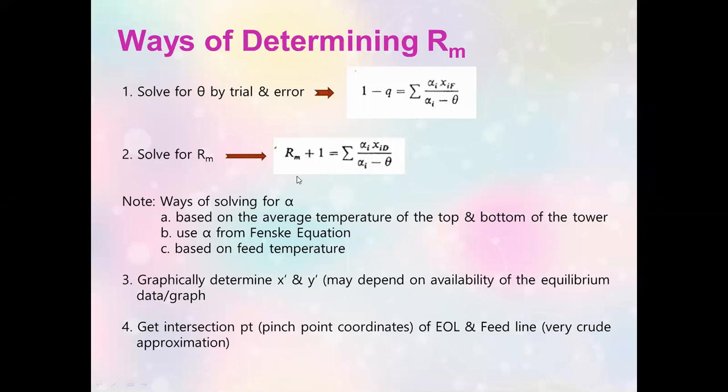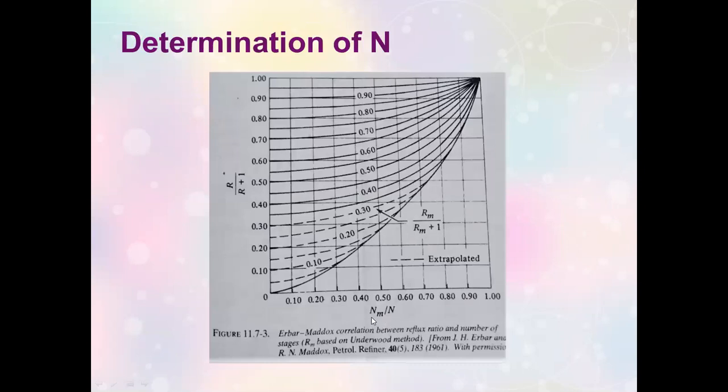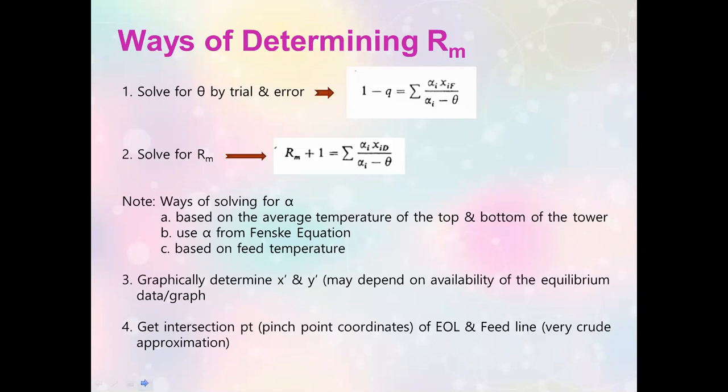Even if you already have the R sub M, the minimum reflux ratio, you still need to find, based on the graph, the N minimum, because what you'll be getting here is just the ratio of the N minimum and the N. For that, you have to use Fenske's equation. If you don't want to go through this, you can have this one.